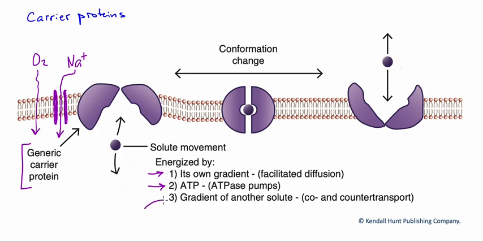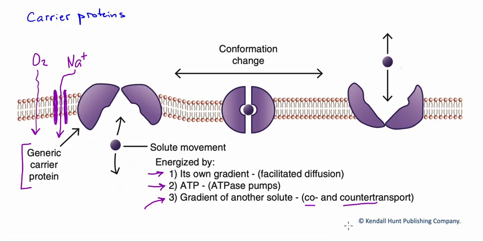Now, we could also use energy derived from the gradient of another solute. And in this case, we have to be moving two things at once. And that's either co or counter transport. In other words, co meaning the two things are moving in the same direction, or counter transport meaning they're moving in opposite directions. And that really just depends upon the static gradient of the substance that's providing the energy, and whether or not we want to move that substance into or out of the cell.